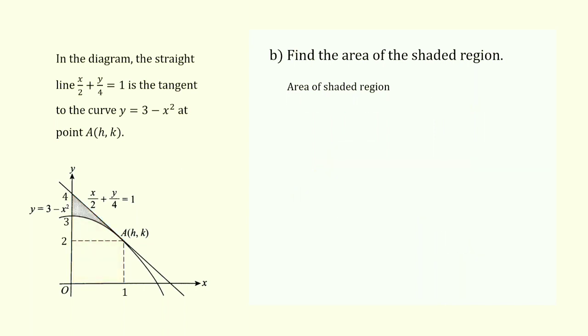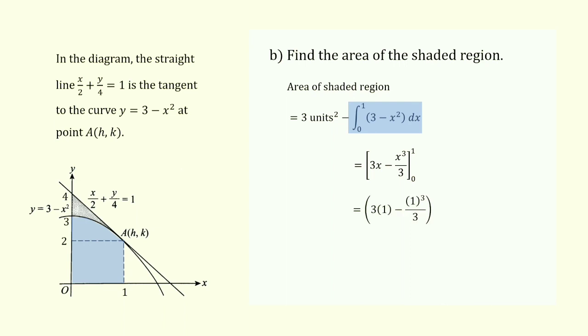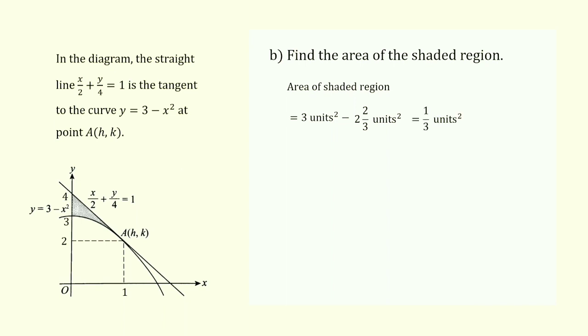Next, we can find the area under this part of the curve, which is the integral from 0 to 1 of 3 minus x squared dx. By applying the basic technique of integration, this is the same as 3x minus x to the power of 3 over 3 from 0 to 1. Then we substitute x equals 1 and subtract this with when we substitute x equals 0. Simplifying this, we will obtain 2 over 3 units squared. Finally, going back to the original question, we have that the shaded area is 3 units squared minus 2 over 3 units squared, which is equal to 1 over 3 units squared.